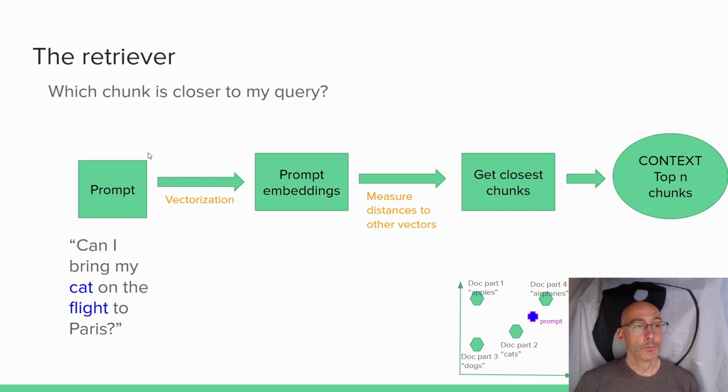The retriever, what does it do? It gets the prompt. The prompt, for example, is: can I bring my cat on the flight to Paris? Okay, so I'm talking about cats and I'm talking about airplanes. Vectorization: I get embeddings of the prompt because my computer has to understand also the prompt. The prompt cannot be understood just as words. So the tokens get their own embedding. Guess what? I measure the distance to the other vectors. My prompt, what I wrote here, is close to cats and close to airplanes. Right? I put it in the vector database. At that point I retrieve the tokens and the chunks which are closer to my prompt. And I get the context.